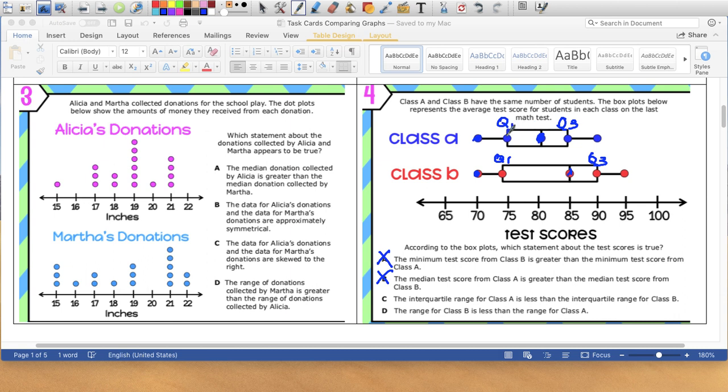So obviously you can tell, look at the size of this box. Is this box smaller than this box? That's true, right? And that's your interquartile range, the size of that box there. So if you did Q3 minus Q1 and you do Q3 minus Q1, don't you think the answer for A would be smaller than the answer for B? So that's 4, is C.